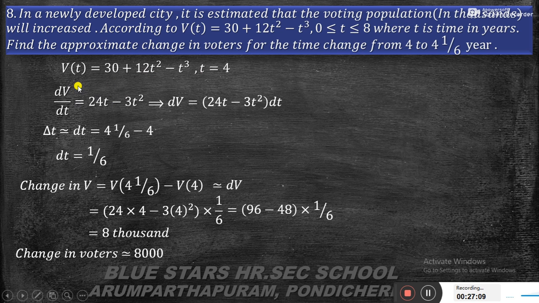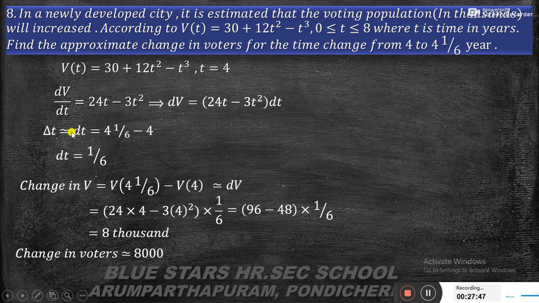Next I differentiate with respect to t. So dv by dt equal to 24t, that means the 30 is a constant. Differentiation of 12 t square is 12 into differentiation of t square, which is 2t, so 24t, minus differentiation of t cube is 3t square, so minus 3t square. So dv equal to, I just cross multiply on the right hand side, 24t minus 3t square into dt.